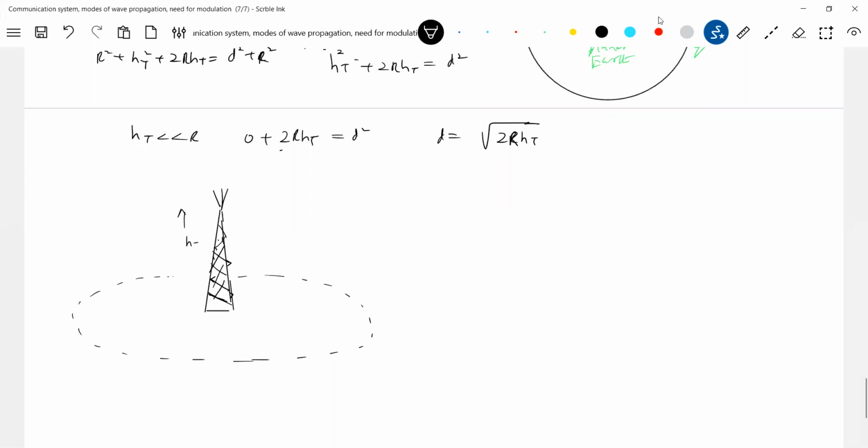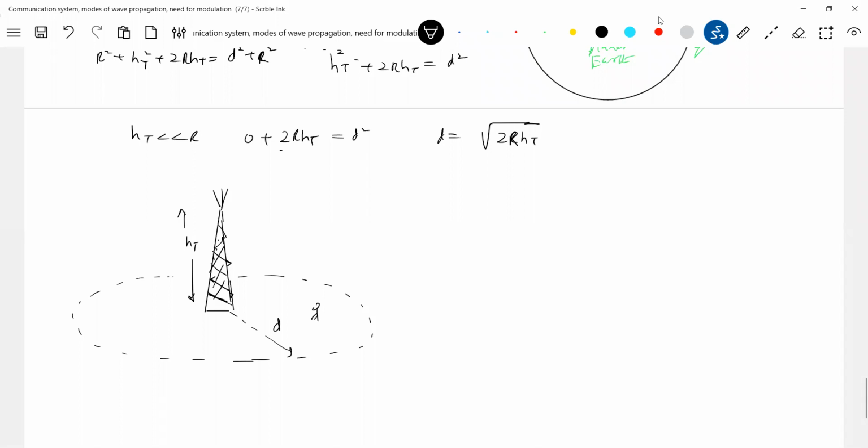So there's the height of the antenna. Then this will be the distance D. And what is D? D is equal to what? D = √(2RHT). The height of the tower will determine to what extent the signal will be received.